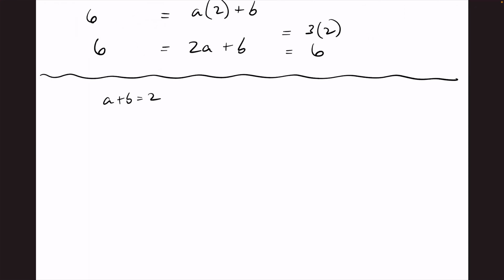A plus b equals 2 and 2a plus b equals 6, right? We said that. Now, believe it or not, you know how to do this, but you learned it in math, whenever you took Math 1. You probably forgot about it, but it's deep in there.